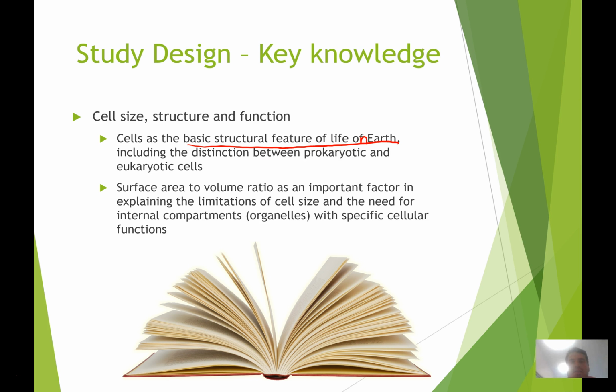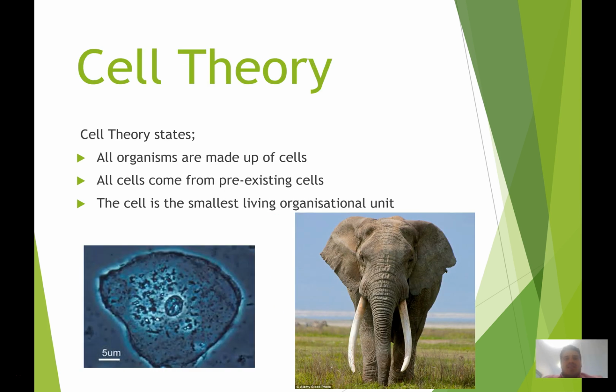Right, including the distinction between prokaryotic and eukaryotic cells. They're the two big groupings of cells. And we're also going to talk about surface area to volume ratio as an important factor in explaining the limitations of cell size and the need for internal compartments, which we call organelles, with specific cellular functions. It's a little bit of maths that we're going to do in biology. Luckily, we don't talk about too much maths in biology, but today we are going to talk about a little bit of simple maths. So what's cell theory?